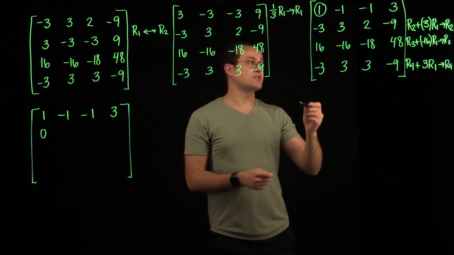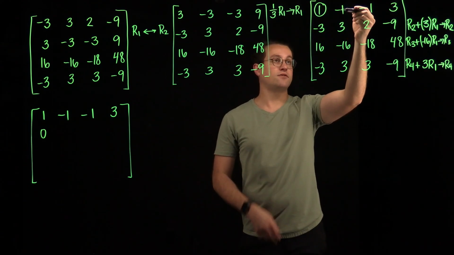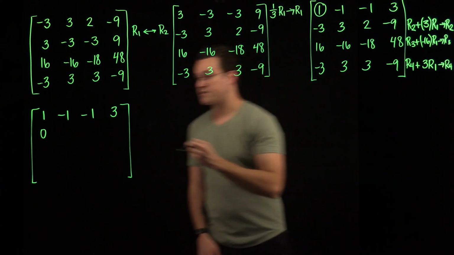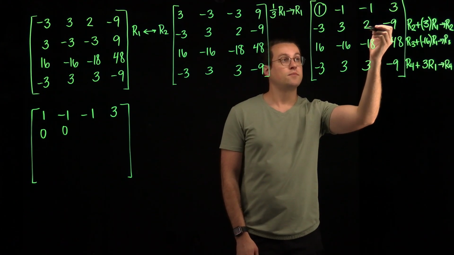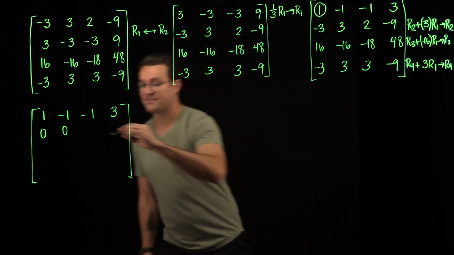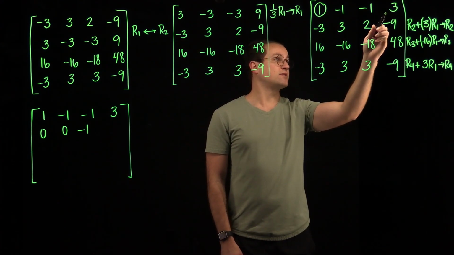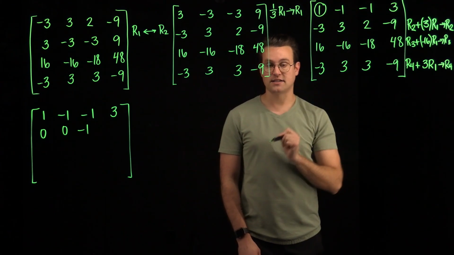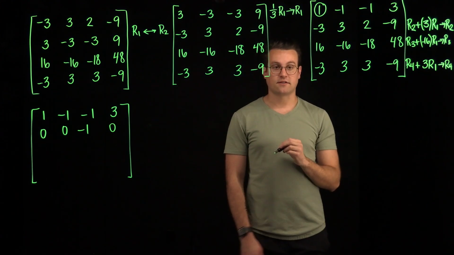Or it might be easier just to think about 3 times row 1 plus row 2, right? So -3 plus 3, that also gives me 0. And then -3 plus 2, that's going to give me -1. And then I have 3 times 3 is 9, minus 9 gives me 0. Okay, so that's our second row.